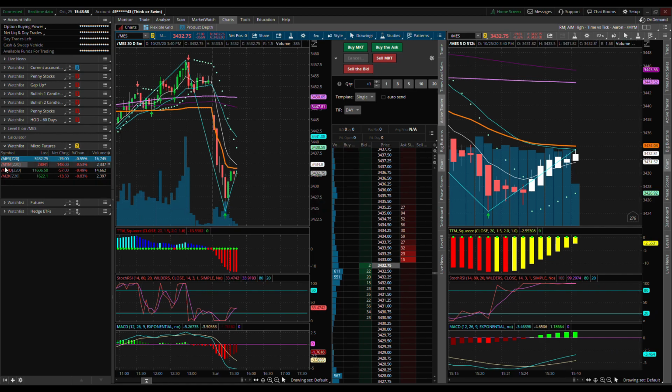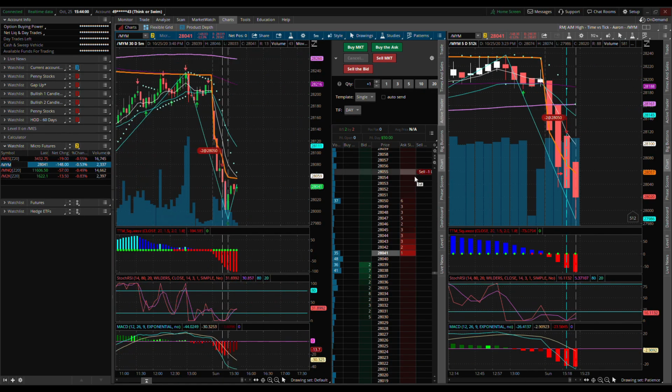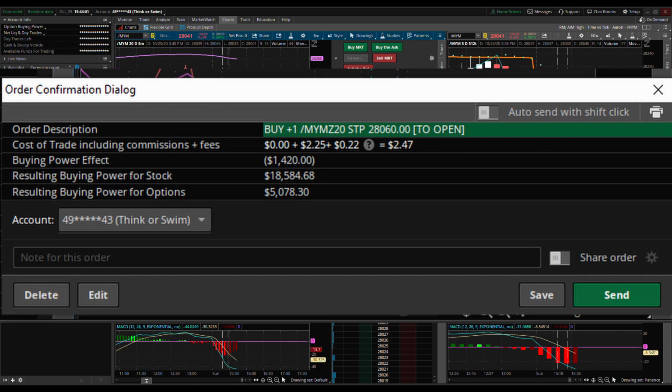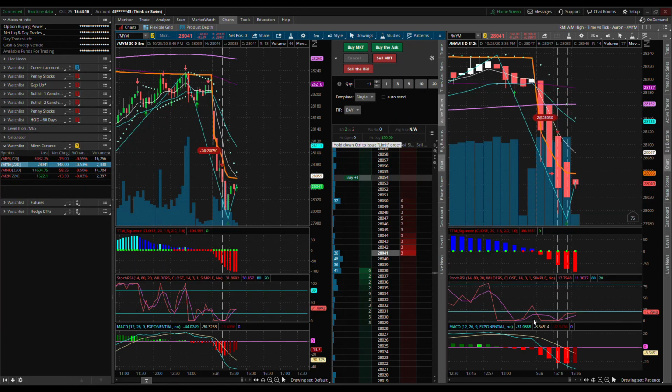Next one is the MYM. Let's see. If you were to buy one, it will cost you $1,420. So that's the Dow. Out of the four, this is the cheapest, I guess, per se. And that's why I'm trading it at the moment.